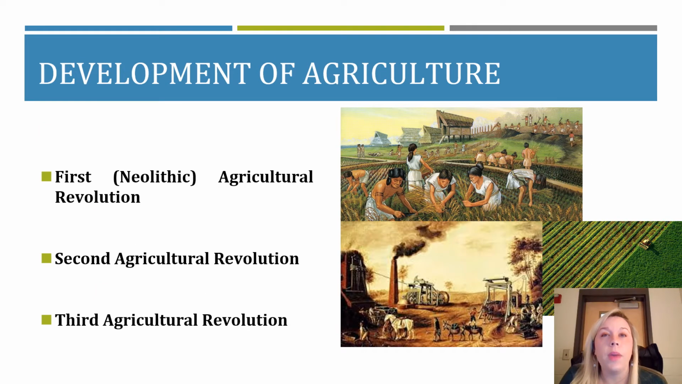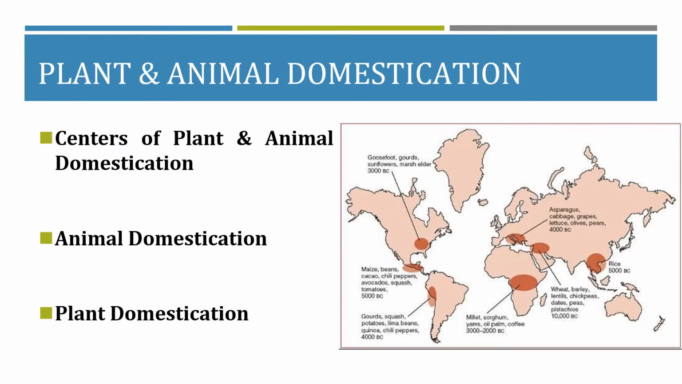There have been three major breakthroughs when it comes to agriculture, and we call these agricultural revolutions. So there's the first agricultural revolution, which is known as the Neolithic Revolution, the second agricultural revolution, and the third agricultural revolution, which is also known as the Green Revolution. And you are definitely going to need to know the time period of each of these, as well as what they entail.